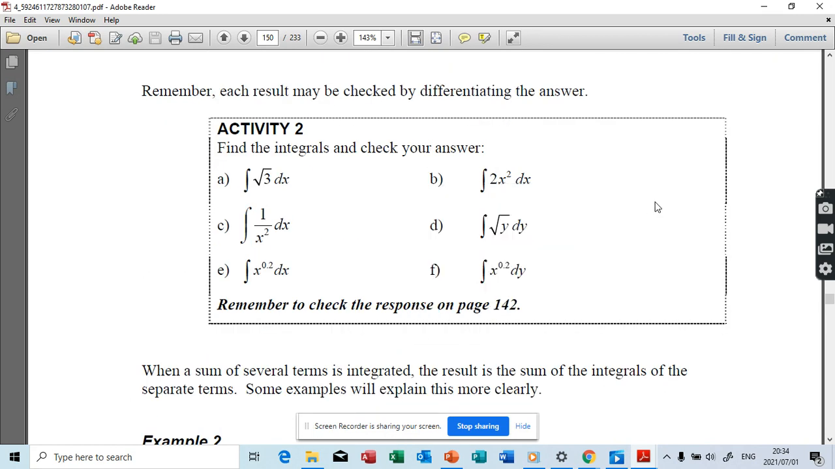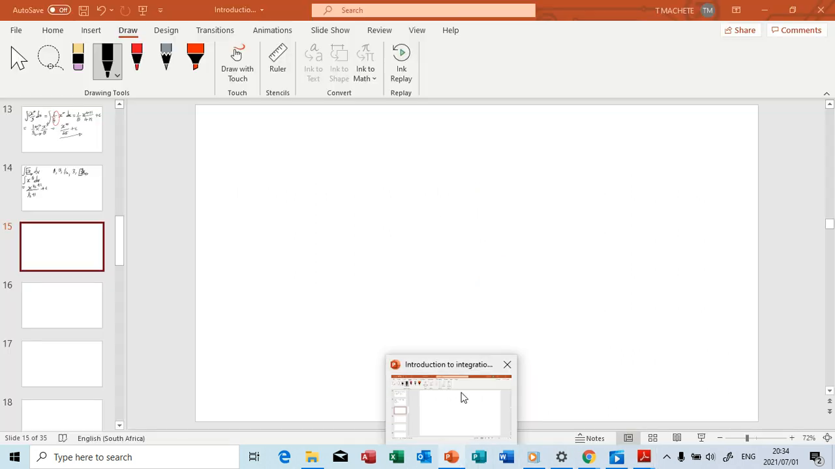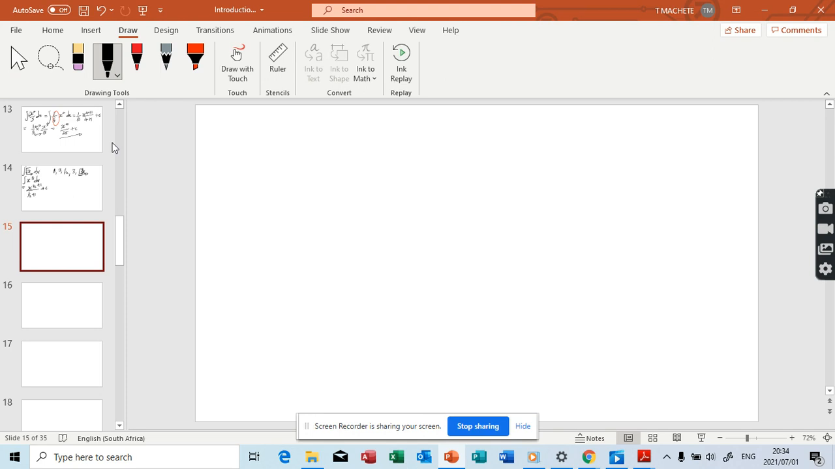Let's do this one. I'll not do that one exactly, because I'm going to upload this on YouTube, so I cannot use their examples. I have to come up with my own examples. They will say it's piracy or something of that nature.